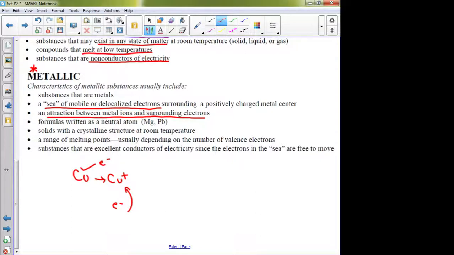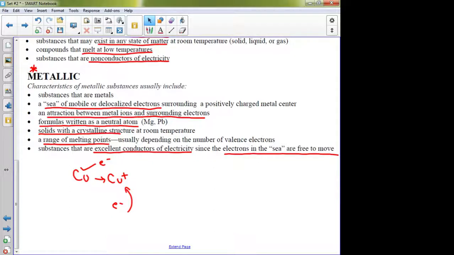But we write their formulas as neutral. Like when I write copper, do I write a Cu positive and show electrons all around it? No, I just write it as Cu. They are solids at room temperature. They have a range of melting points. And they are great conductors of electricity because the electrons are all free to move around.